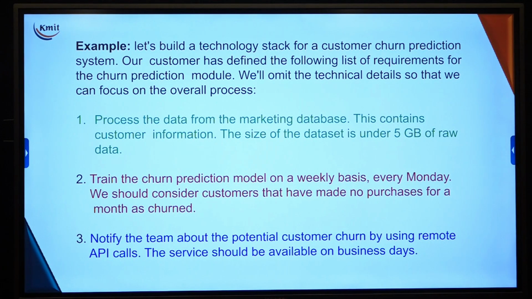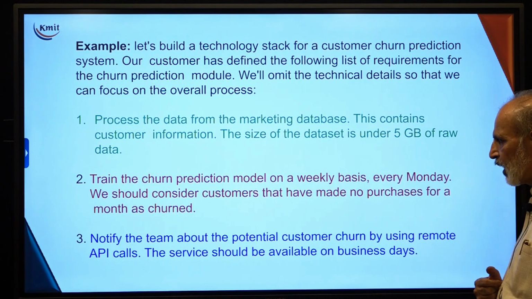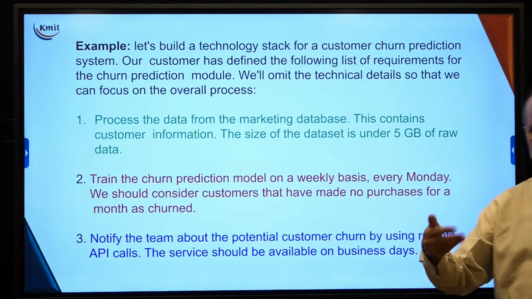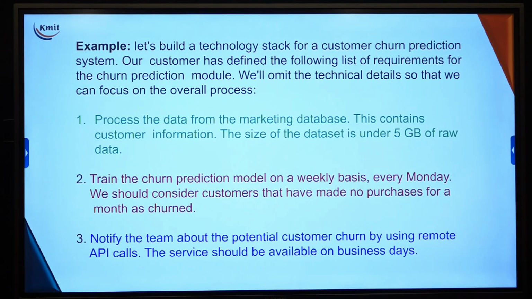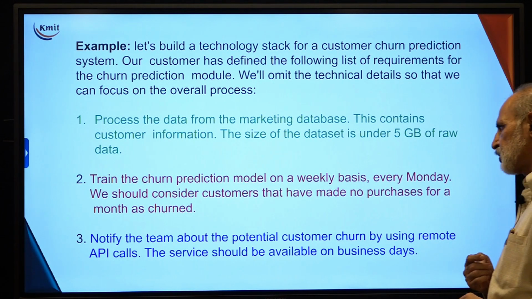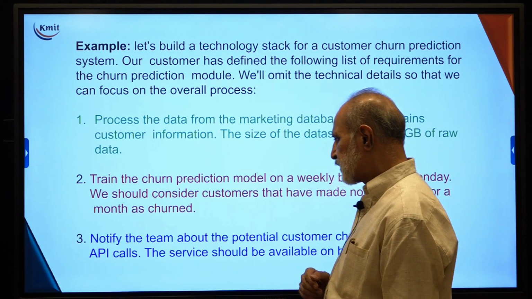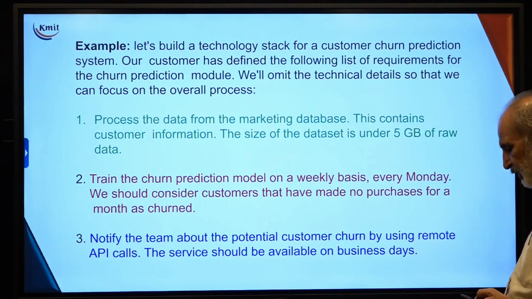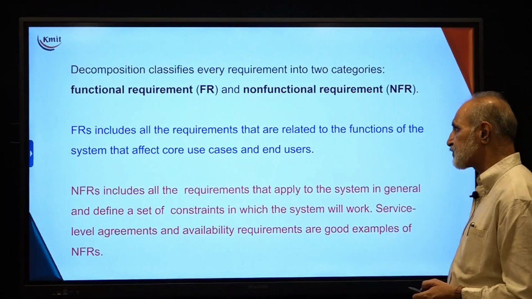Agreed. Point number 2 tells me to train the churn prediction model on a weekly basis, maybe on every Monday. And we should consider customers that have made no purchases for a month as churned out. So, a person who has not purchased anything can naturally be churned out. Number 3, notify the team about the potential customer churn by using a remote API. This service should be available on all the business days too, Monday to Saturday or Monday to Friday. Okay, so all our business days.